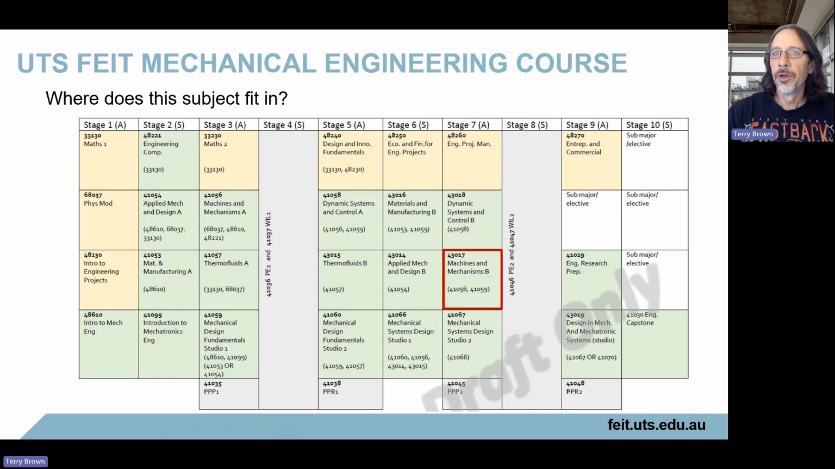Yeah, all right. So, and just where does it fit in terms of the course? And again, I've just got the mechanical engineering course. If you're a mechatronics engineer, I think machines and mechanisms B is an option. So it's a bit more difficult to do this same kind of thing for mechatronic engineering. But anyway, this is where it sits in the mechanical engineering course towards the end here.